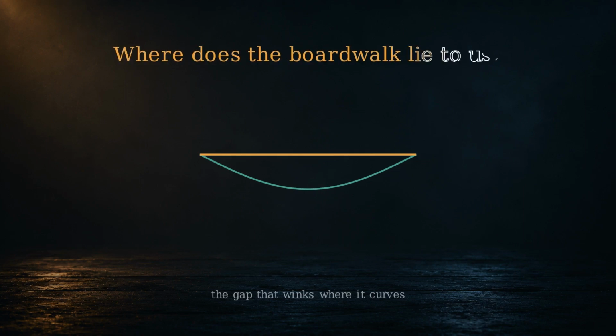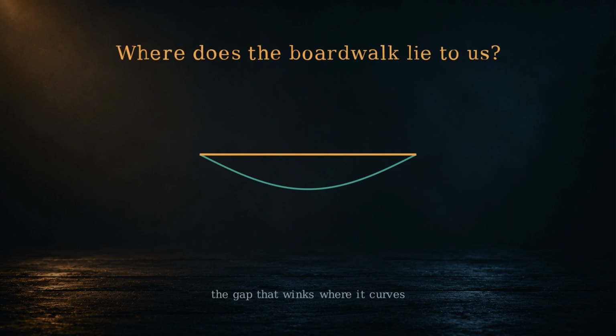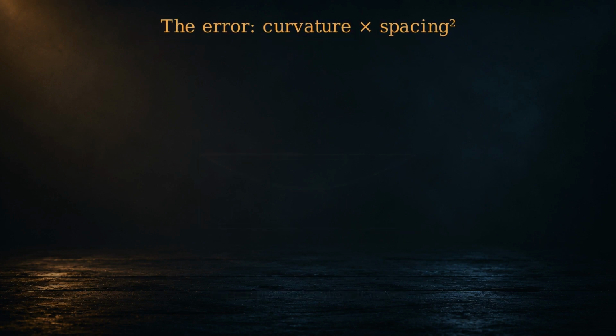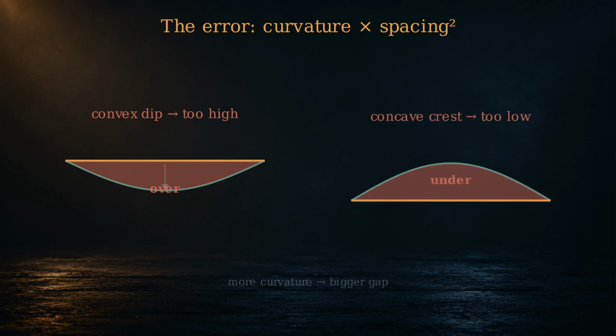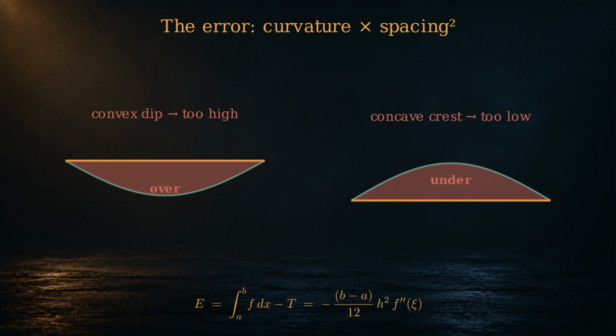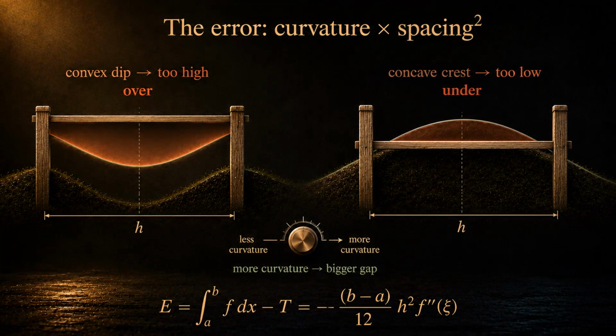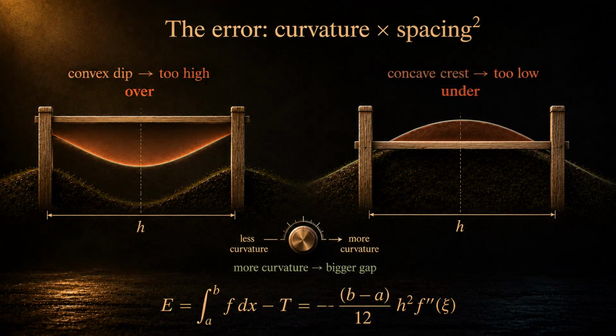Over a dip where the ground cups upward, what we call convex, the straight plank floats above the earth, so the estimate comes out too high. Over a crest, it cuts the corner and comes out too low. And the size of that gap is set by the curvature, the second derivative, times the step width squared. The harder the bend, and the wider the posts, the more it lies, so drive more posts.